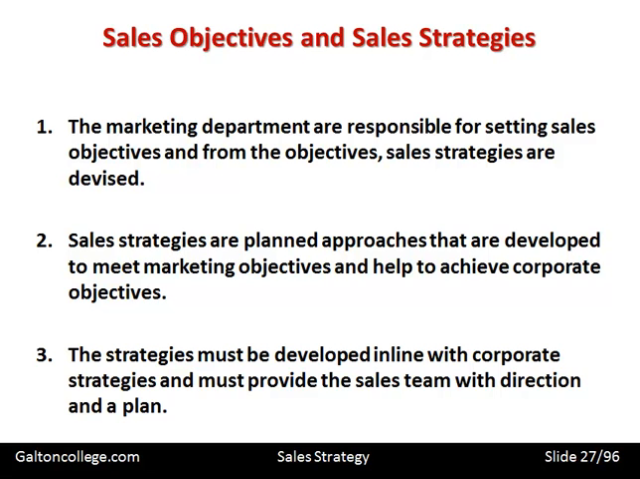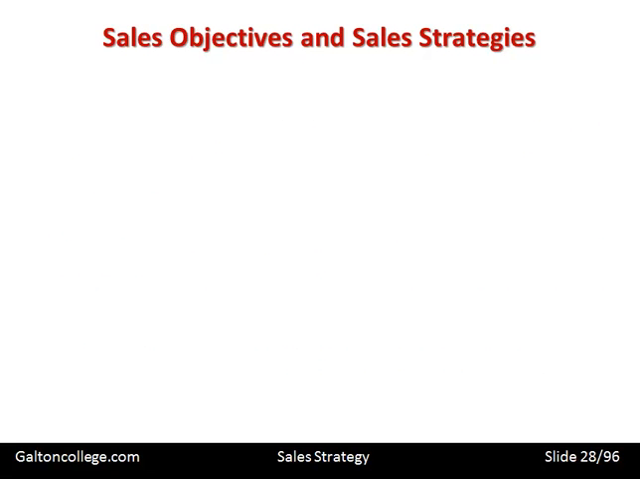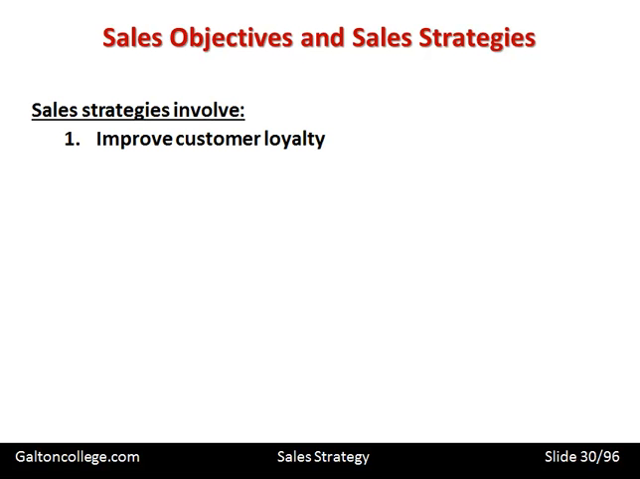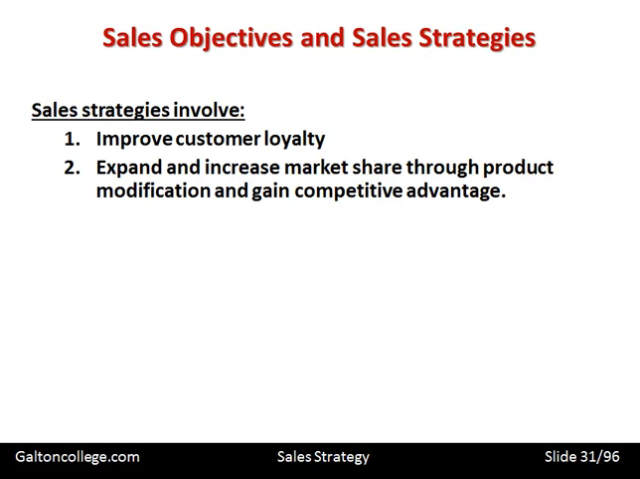Otherwise, there will be inefficiencies, mismatches, conflict, and it will not be a very harmonious business. The sales objective and sales strategies. Well, sales strategies involve improved customer loyalty. That's always a good sales strategy.